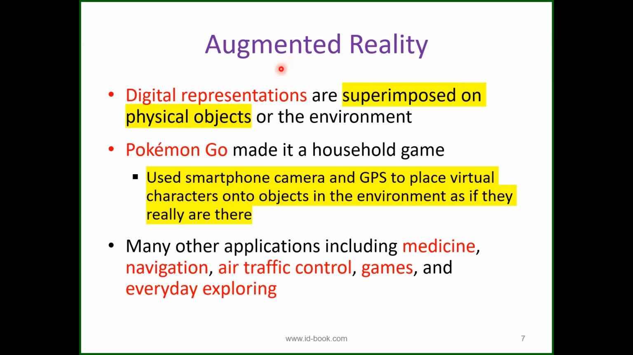Augmented reality is very widespread these days, wherein the physical things are represented in real through some digital effects. Now let's see what they are. Digital representations are superimposed on physical objects in the environment, and to the user it feels like the representation or the object exists in real. A game called Pokemon Go made it a household game, mostly used with a smartphone or a camera and a GPS to place virtual characters onto the objects in the environment as if they are really there.